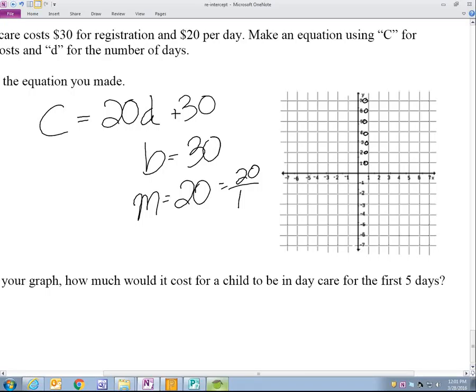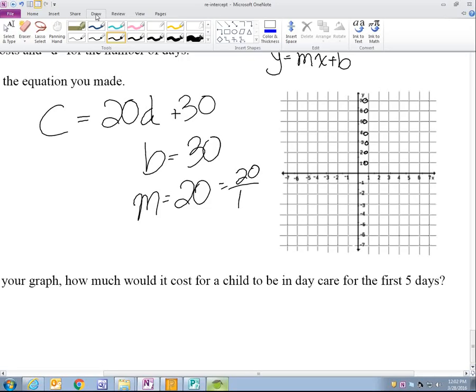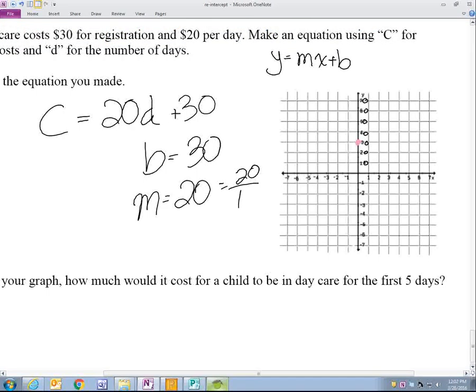Because once again, y equals mx plus b. So I have my y-intercept. I'll get a different color. Y-intercept is 30, and it's going to go up 20 and over 1. So I have up 20 and over 1, up 20 and over 1. And I have 3 points now, so I can use my straight edge and draw a straight line.